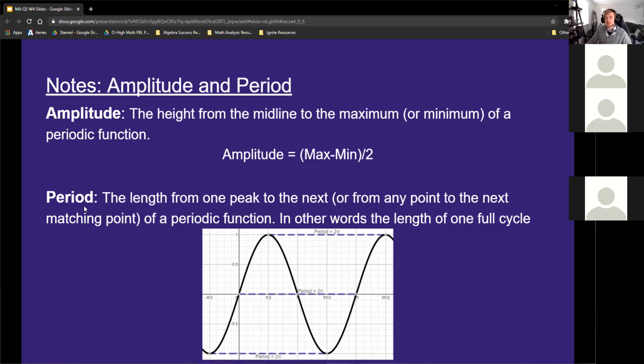If you're ever given the maximum and minimum of something, then calculating the amplitude is easy because we have a formula for it. Remember that, y'all.